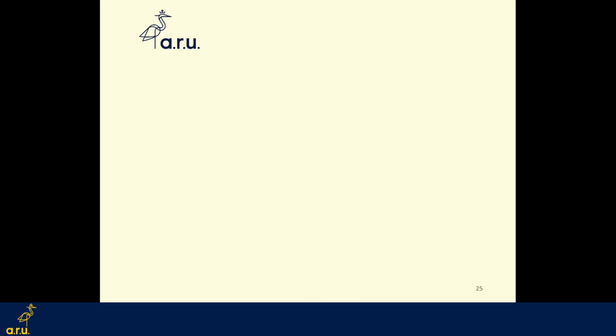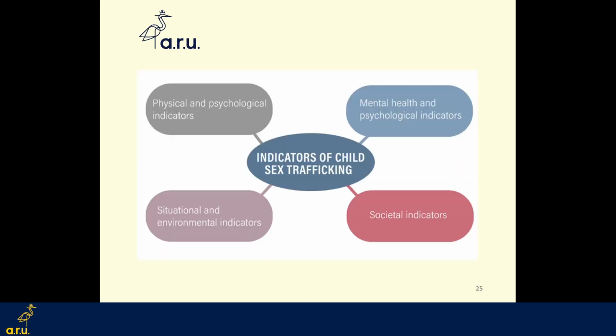So let's discuss some of the indicators. And this is where I can understand why some of the social workers conflate child sex trafficking and child sexual exploitation, because the indicators are similar. We have physical and psychological indicators, mental health and psychological indicators, situational and environmental indicators, and societal. When I talk about societal indicators, in certain areas of the country, some of the most deprived areas, a young person is more likely to be at risk of child sexual exploitation or trafficking.